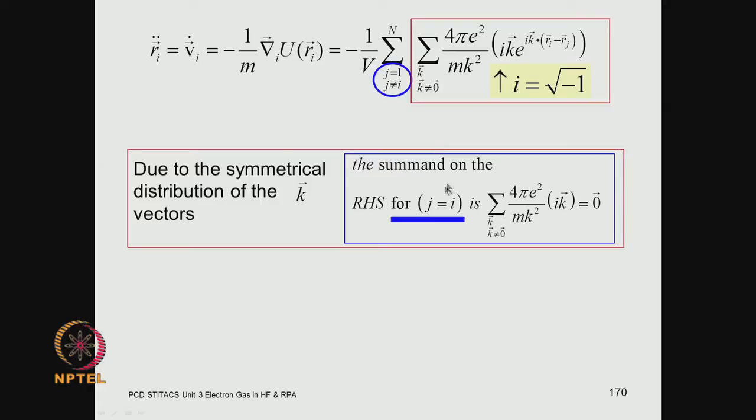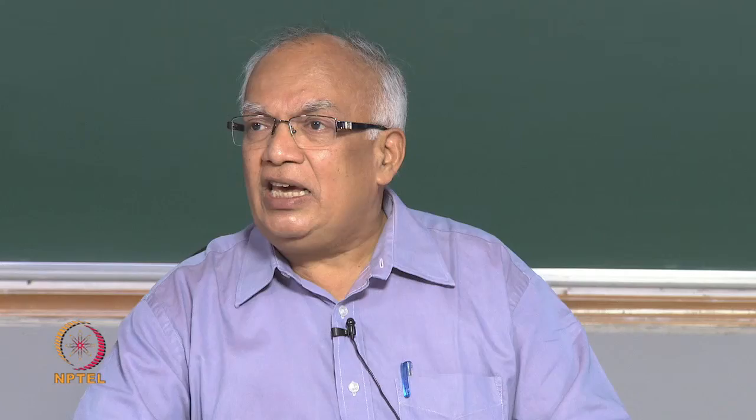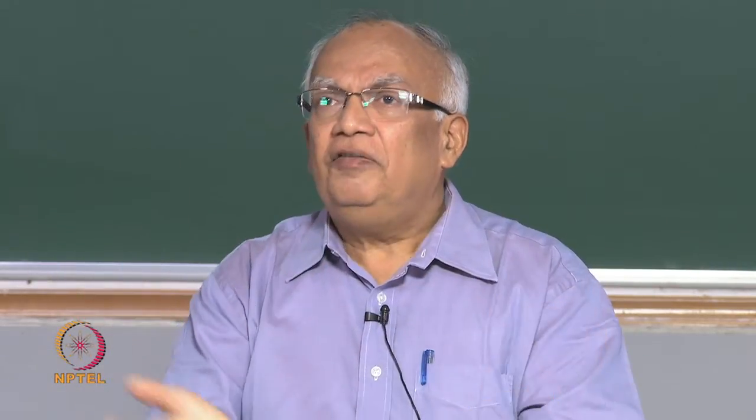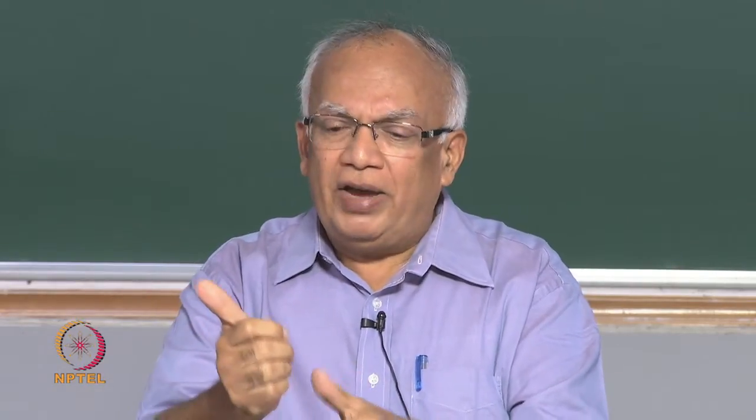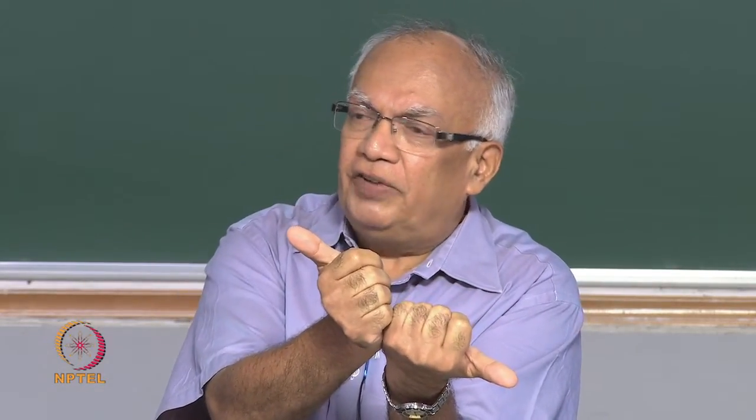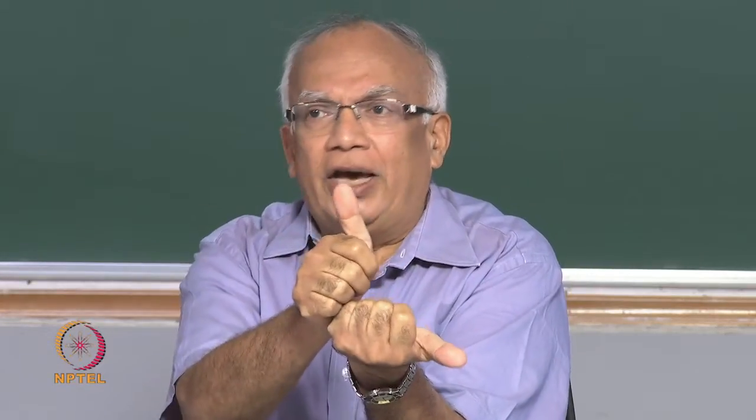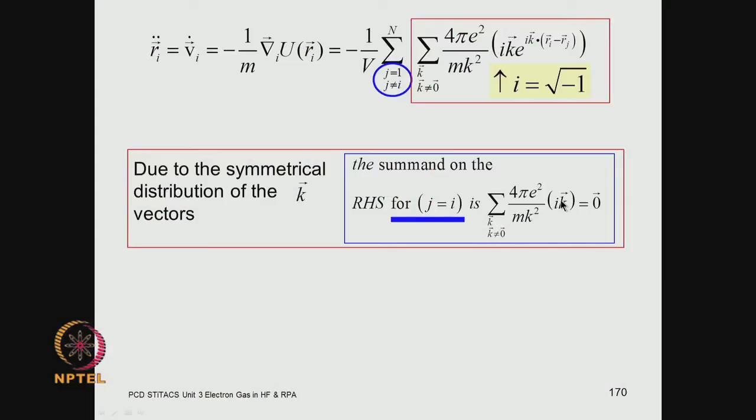The summand on the right hand side for j equal to I is this, and this is of course 0 because you are summing over all the momentum vectors, and there are as many momentum vectors in one direction as there are in the opposite, which are exactly equal and opposite. You have got the entire Fermi surface, which is a spherical surface, and there are vectors in opposite directions in this Fermi surface, whichever direction you look at, right.